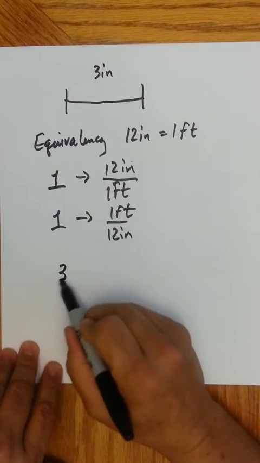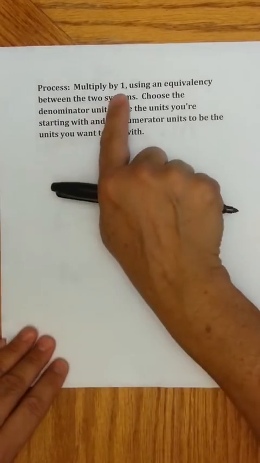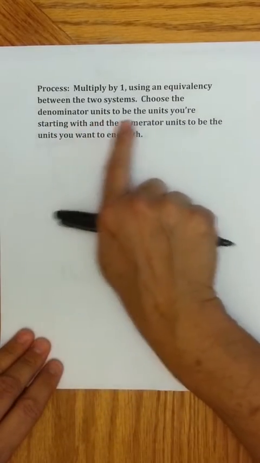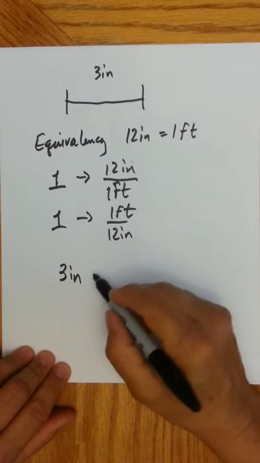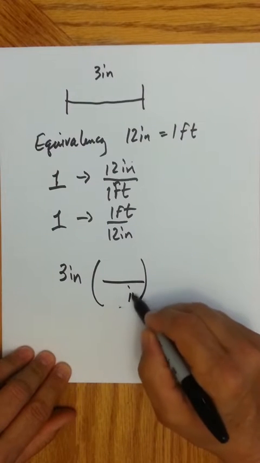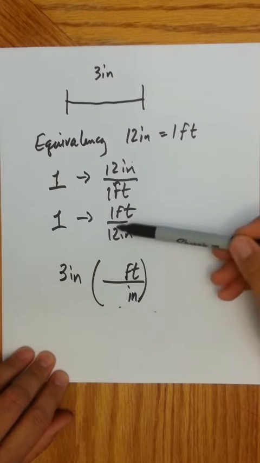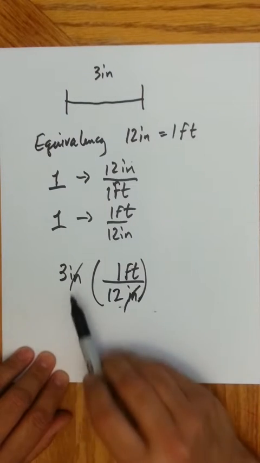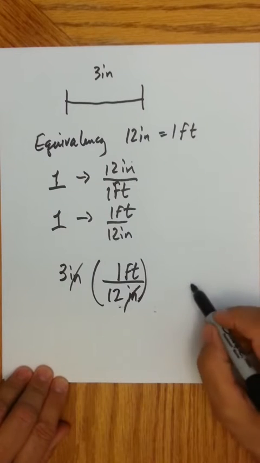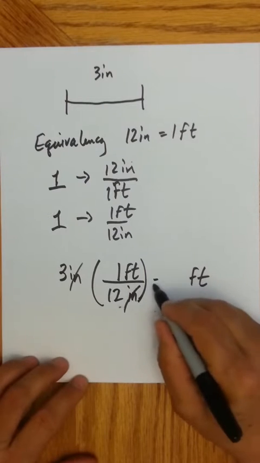Now, if I start with 3 inches, my process is to multiply by one of these equivalencies, and I want to choose the denominator units to be the units I'm starting with and the numerator units to be the units I want to end up with. So in the denominator I'm going to have inches, which is what I'm starting with, and feet is what I want to end up with. So in this case, I want this one right here: 1 foot is 12 inches. The inches cancel out, the numerator and the denominator, and you're left with feet, and then you just multiply the numbers. 3 times 1 divided by 12 is a fourth, or 0.25.